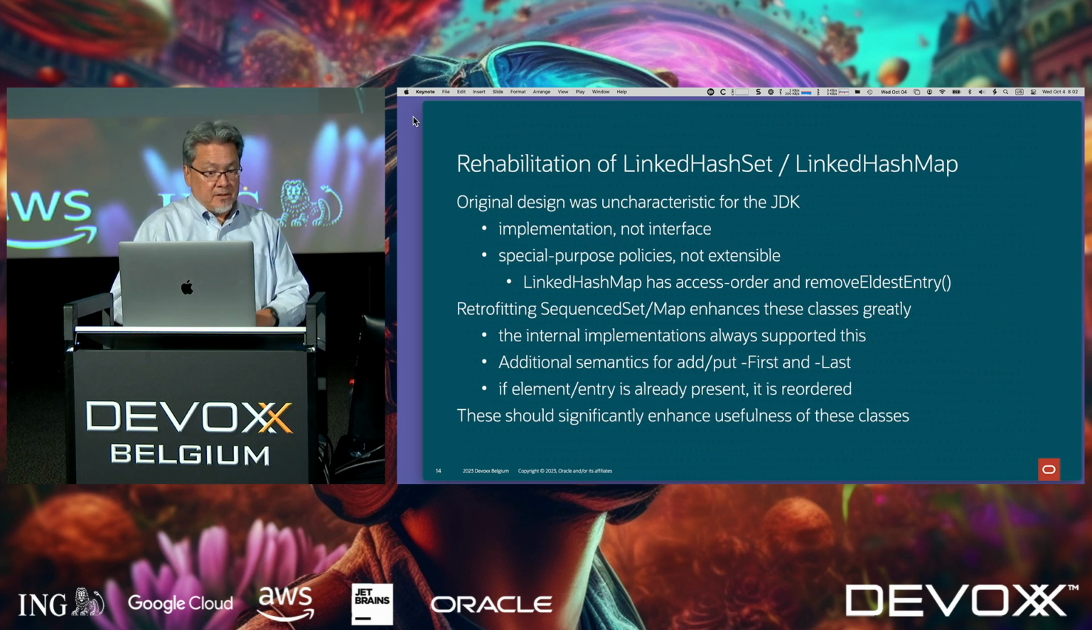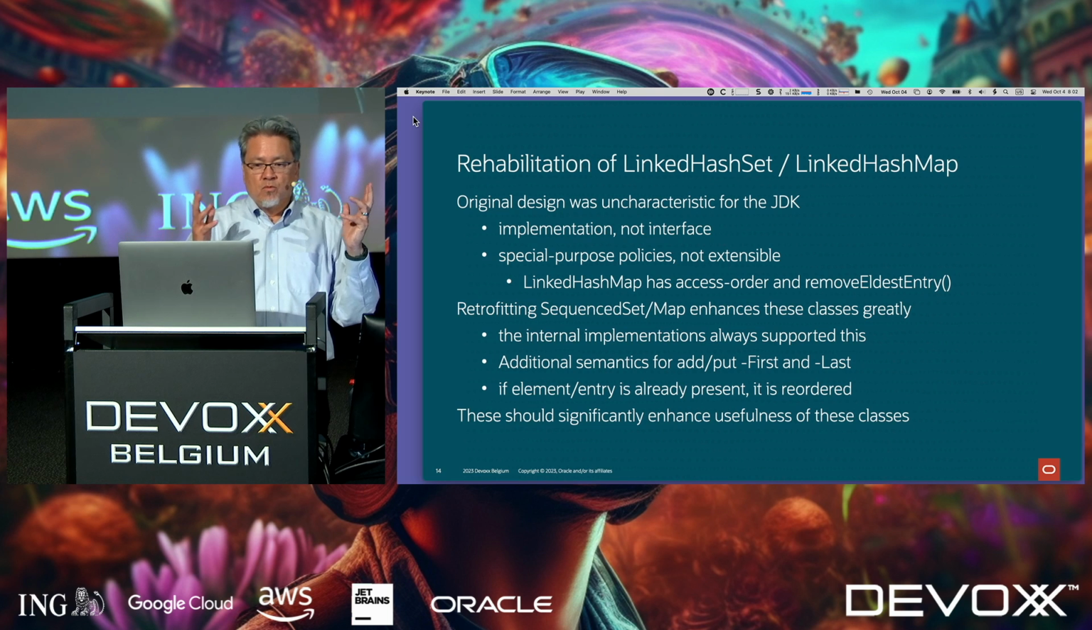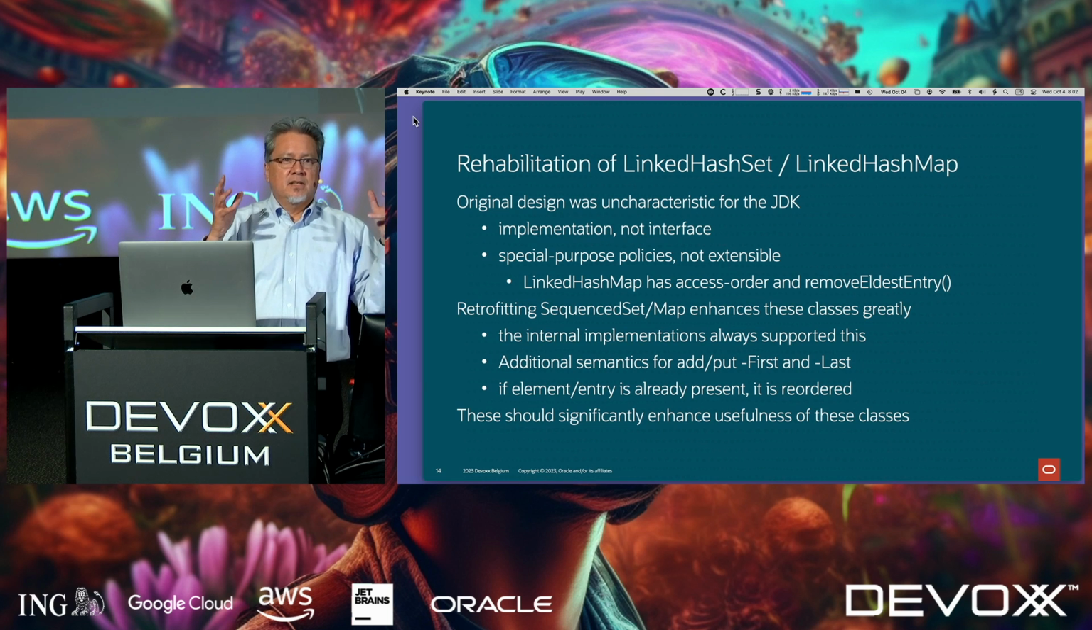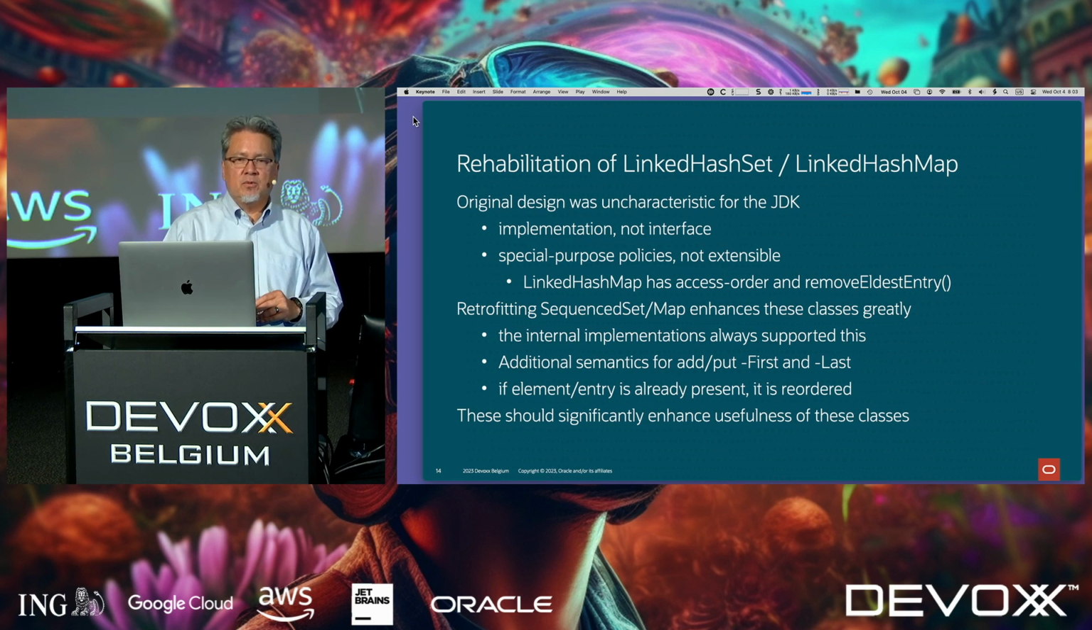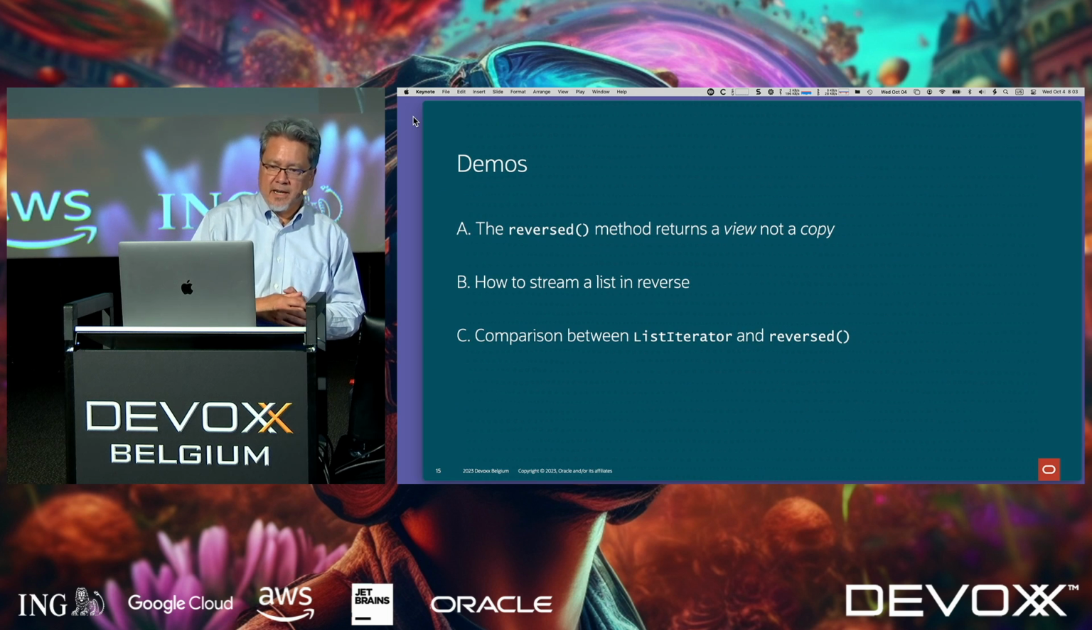Anyway, so I think all these enhancements rehabilitate this class because there's a whole bunch of implementation there. It's just that it was not possible to get at it because there were no APIs that provided it. And so I think sequenced set and sequenced map provide those facilities now.